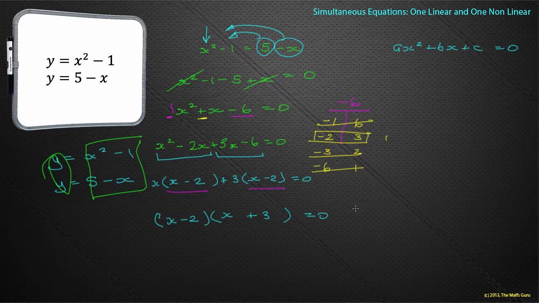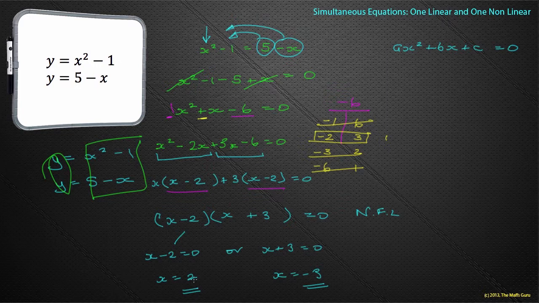Using what we call in Australia the null factor law, we can now say that x minus 2 equals 0 or x plus 3 equals 0, which gives a value of x equals 2 or x equals minus 3. Now you might think, well, I've reached the end of the question, I've got no idea what I've done because I seem to have lost the plot with regards to simultaneous. Actually, that's what you've done. You've done a simultaneous equation. You've solved it, but in a slightly different way, simultaneously.